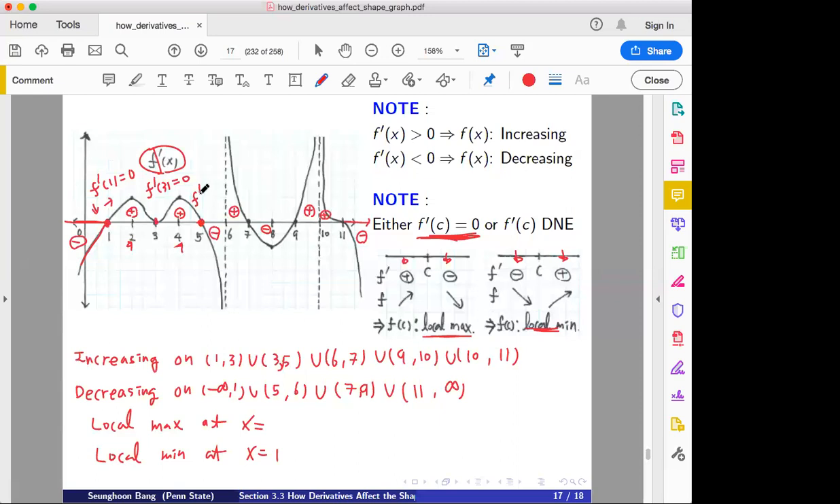What's 5? This is f prime of 5 equals 0. What happens to the sign? Yes. Positive to negative. The sign changes. The graph is increasing and decreasing. Local maximum at 5. The next two. What happened to 6? What's f prime of 6? We don't have a function value, it does not exist. Is this a local maximum, local minimum, or neither?